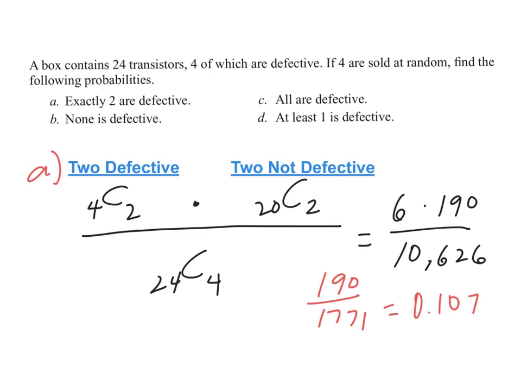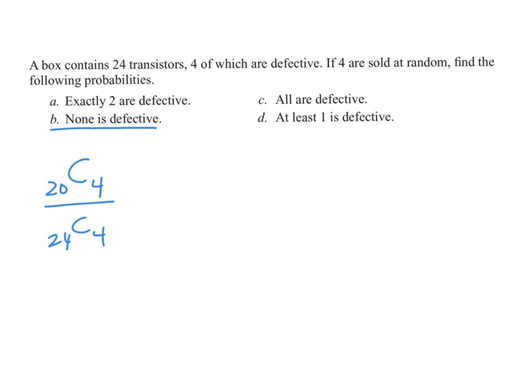Alright? Now, part B. None is defective. What changes with this problem for part B? It's 4C0, right? No, it's 20C4, right? Right, so essentially we eliminate this category, and we only choose from this category. So what that's going to look like is this. We're not allowed to choose any of these 4. Okay? Interesting. None is defective, which means all of them are not defective.